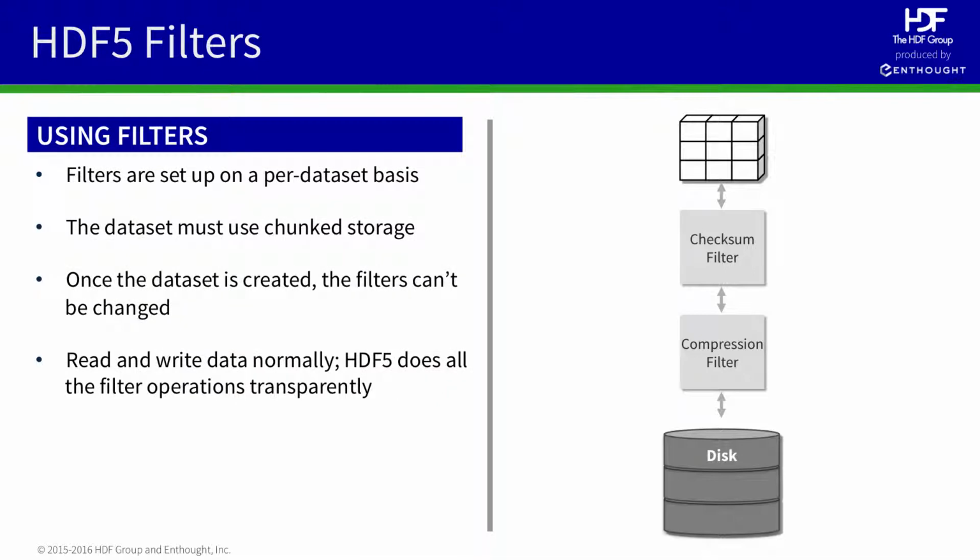Here are some things to keep in mind when using HDF5 filters. First, filters apply on a per dataset basis. In other words, you can mix compressed and uncompressed datasets in the same HDF5 file. Second, because filters apply to fixed blocks of data, your dataset must use chunked storage. And once your dataset is created, the list of filters is fixed and can't change. Importantly, if you have a dataset with filters, for example compression, you can perform all reads and writes normally. HDF5 performs all filter operations in the background and is completely transparent to the user.